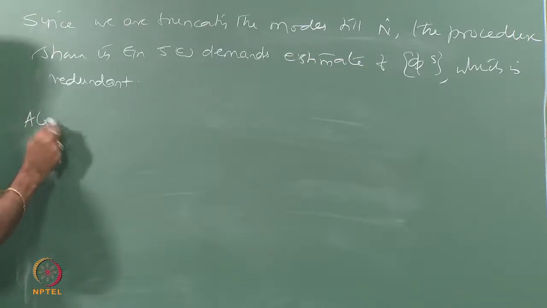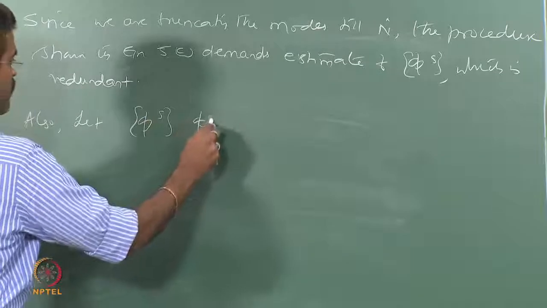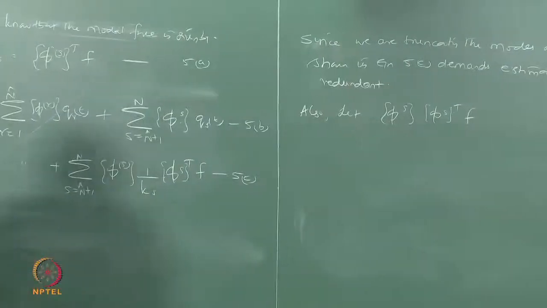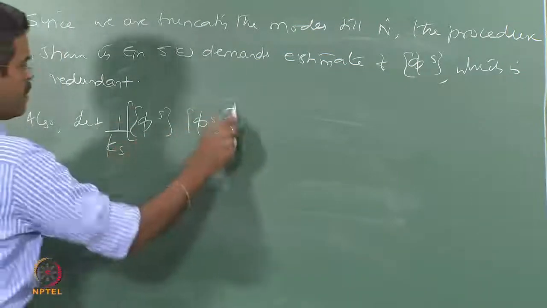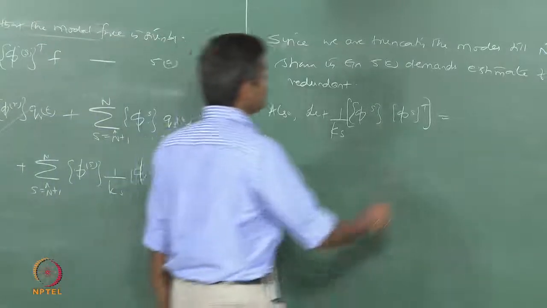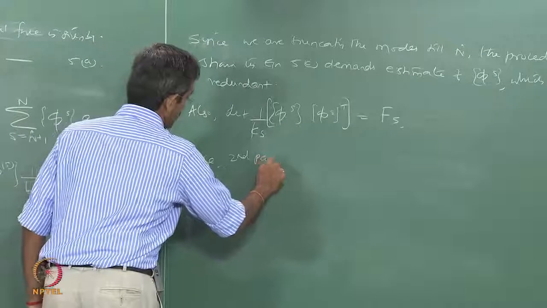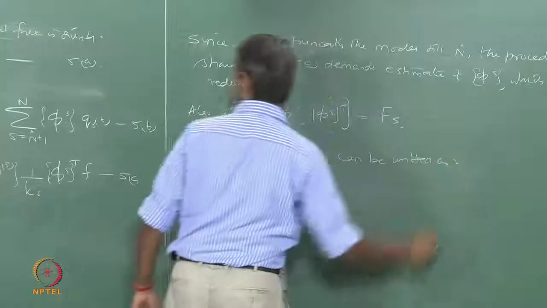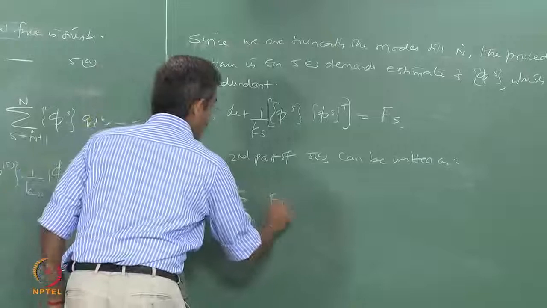Also let phi s transpose of f, or let us say by k s, be called as f s. Hence the second part of equation phi c can be written as summation of s from n hat plus 1 to n, f s of f.